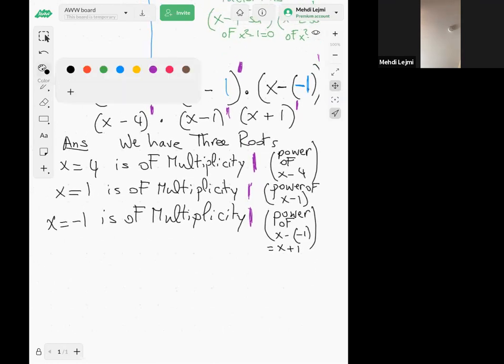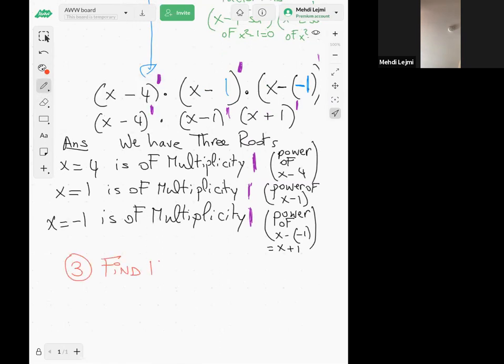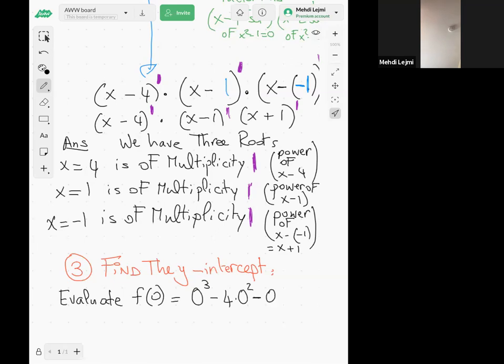Now, third step, step 3, we said we have to find the y-intercept. So how do we find the y-intercept? Well, we have to evaluate f of 0. So f of x was, if I remember correctly, x cubed, so we have 0 cubed minus 4 times 0 squared minus 0, and then plus 4. So f of 0 is positive 4.